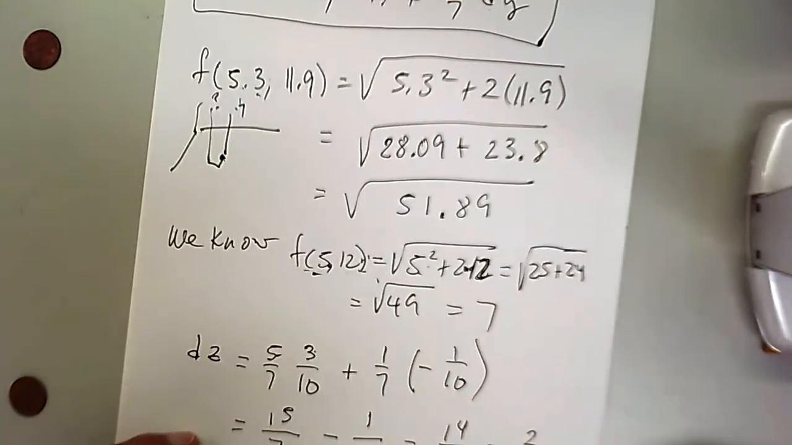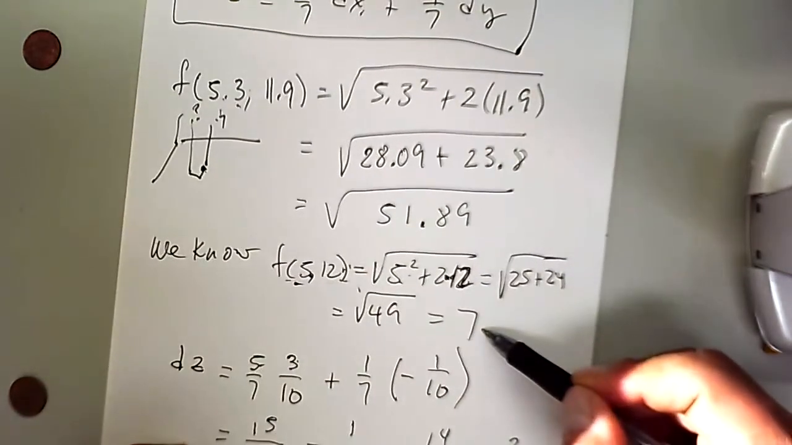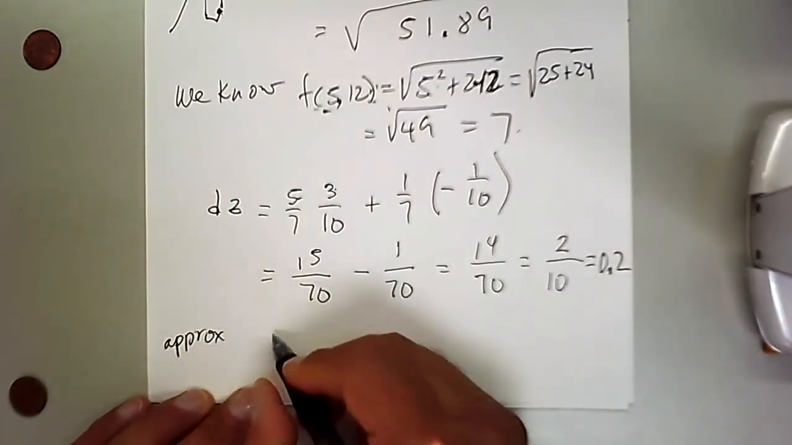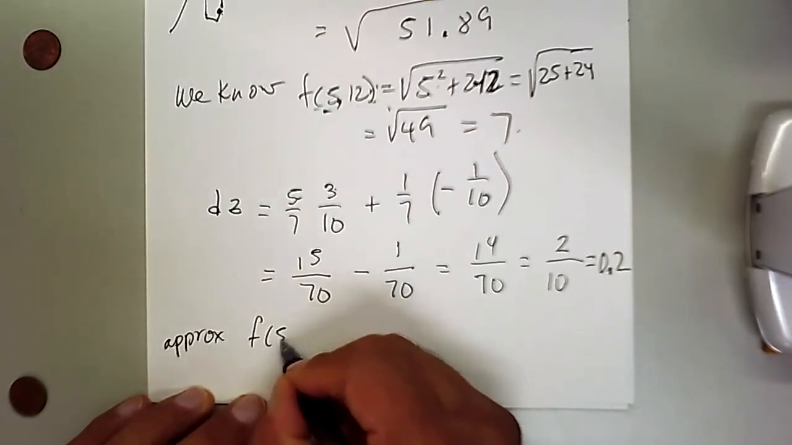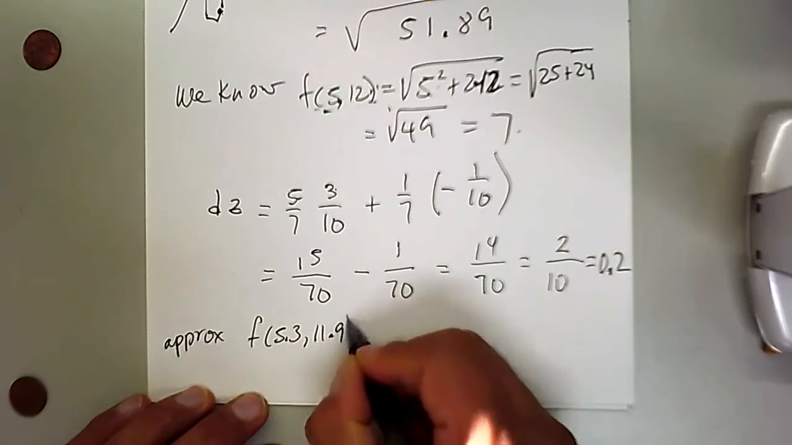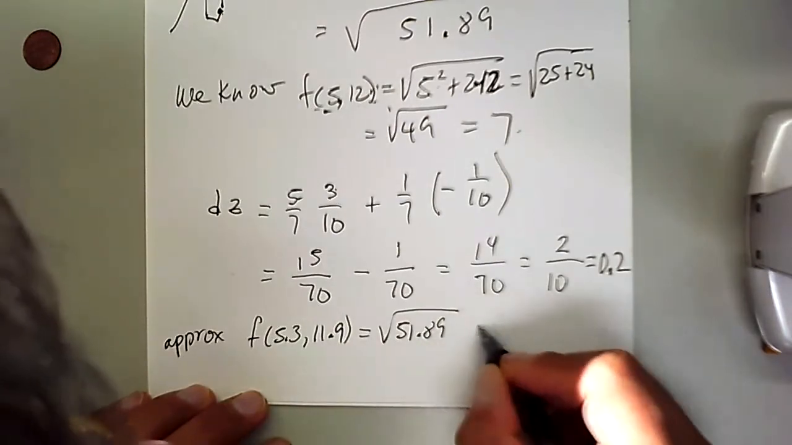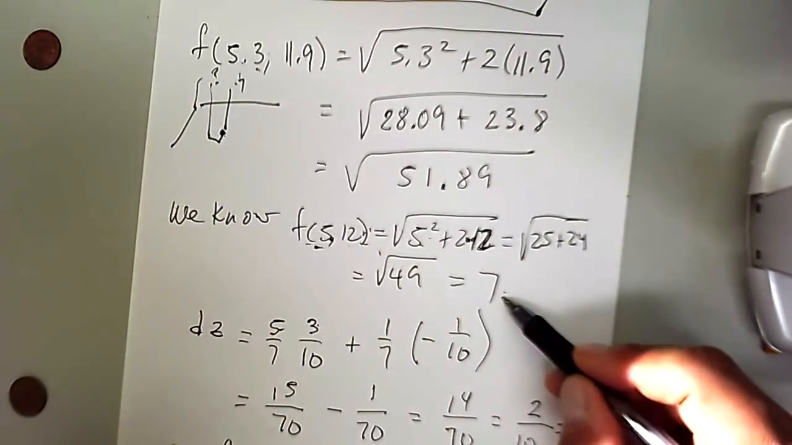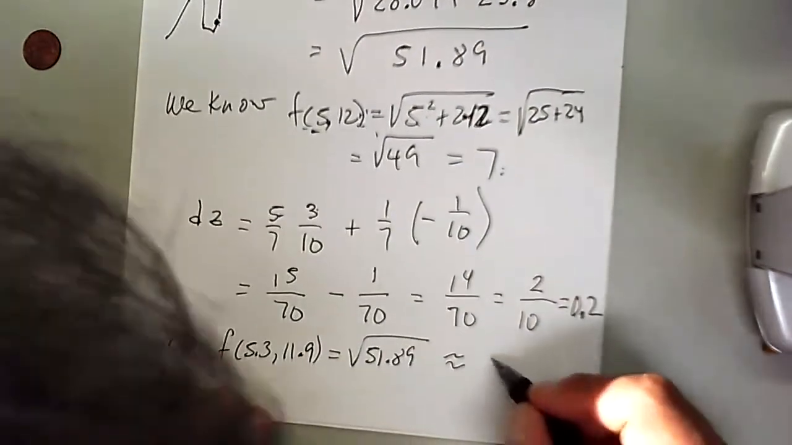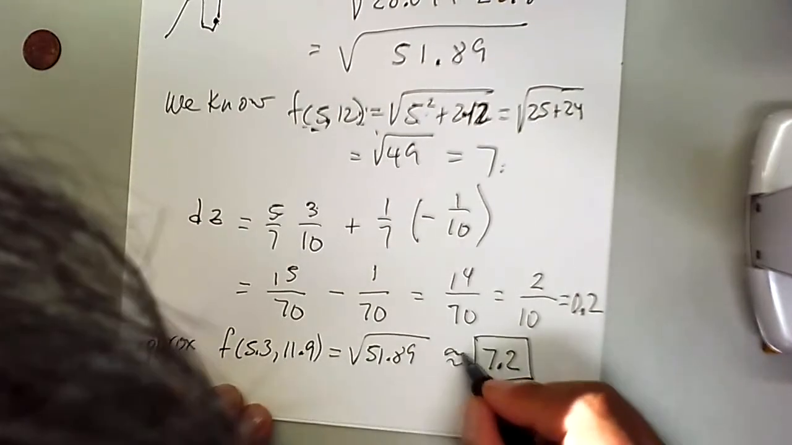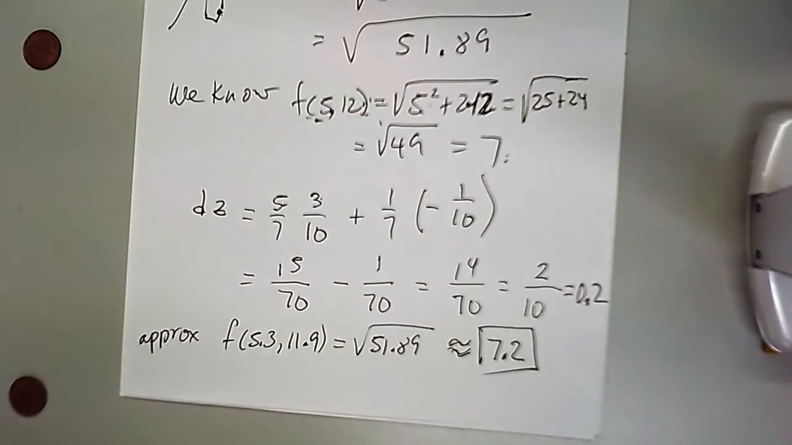So it turns out that the square root of 51.89 is not 0.2, obviously. It is going to be off the 7 by 0.2. So we can approximate f of 5.3, 11.9, which is really the square root of 51.89, and we claim that that is going to be off the 7 by about this much: 7.2. So that is the approximation. Notice that we put approximation. But my calculator does work. I'm curious to know how far off we are from the actual answer.